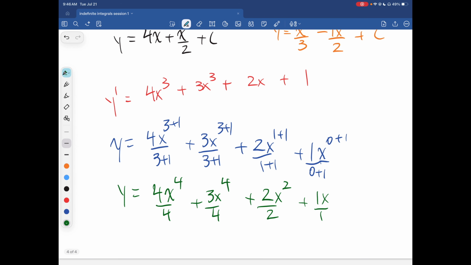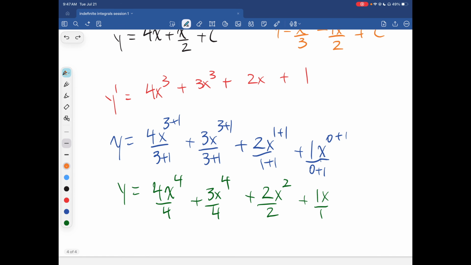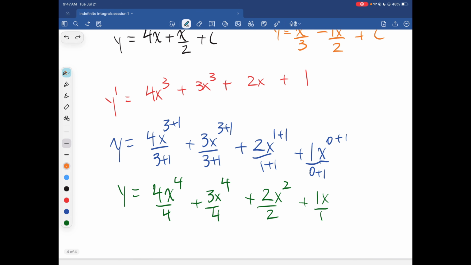Simplifying these, we can collect these like terms here. Which is going to give us y equals 7x to the power 4 over 4 plus x squared plus x and plus c.